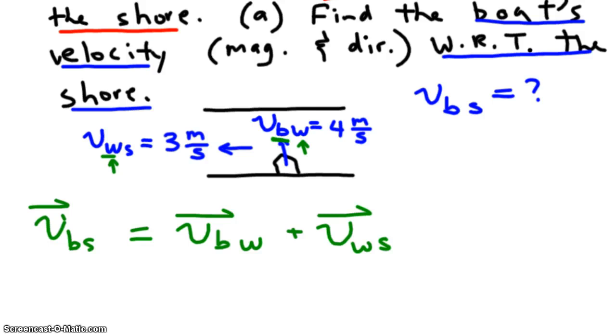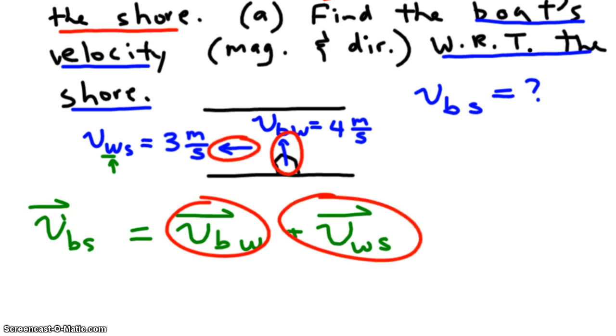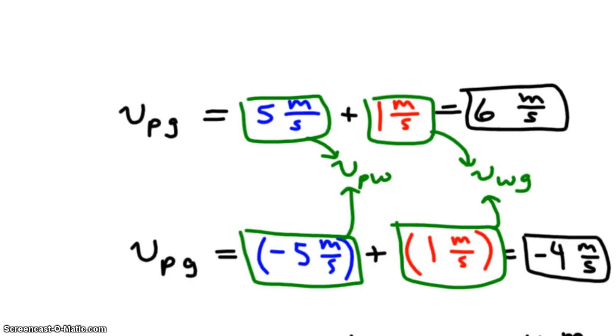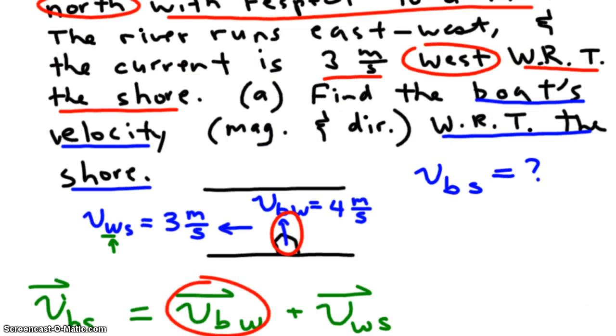It says take this vector, where is it? Here, it's the up arrow. The equation says take this up arrow, add to it this left arrow, VWS, and the resultant, the hypotenuse, is V sub BS. So let's do exactly that. Let's draw the right triangle.